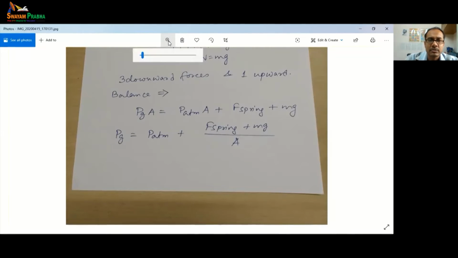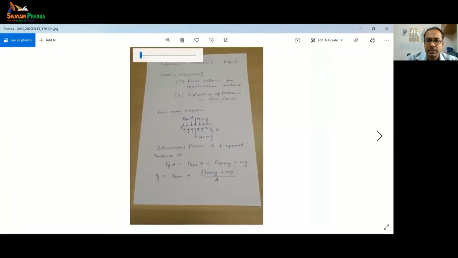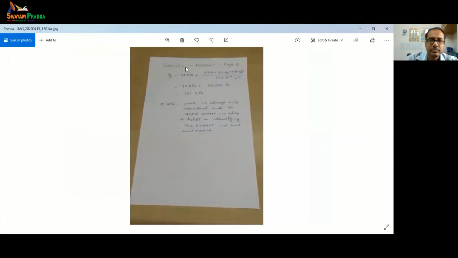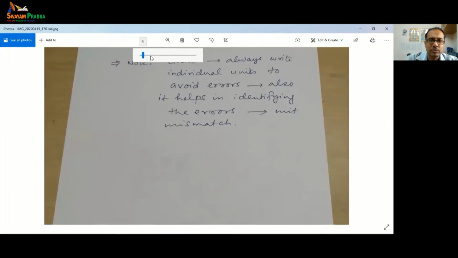After that, it's just substituting the numbers, because the force due to spring is given, mass is given, acceleration due to gravity we know, area is also given, which is 35 centimeters squared, and atmospheric pressure we know. So we can directly find out the gas pressure. Let's see what values we are going to use.